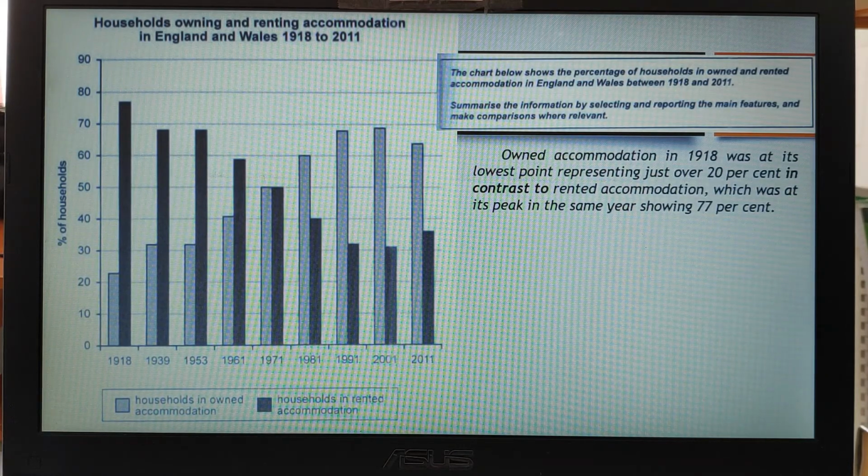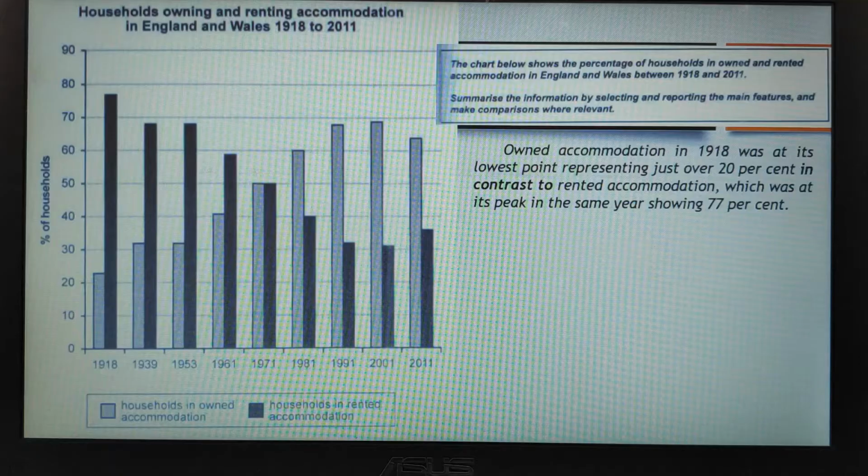Owned accommodation in 1918 was at its lowest point, representing just over 20%, in contrast to rented accommodation, which was at its peak in the same year, showing 77%. I know that I said we were going to focus only on the owned accommodation. However, it is important to show the contrast, and that is why I gave a little bit about rented accommodation, because these are two absolutely opposite indexes.